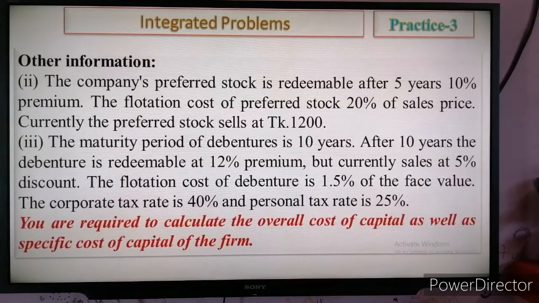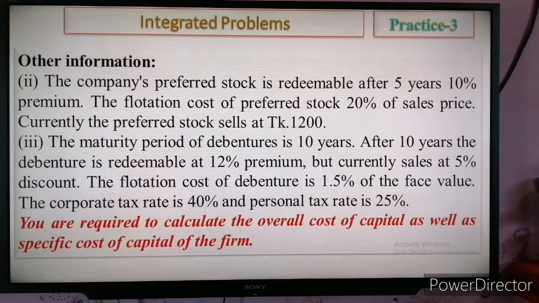The flotation cost of preferred stock is 20% of sales price. Remember, cost may be counted from selling price or book value. Here in the question, it is mentioned that the flotation cost of the preferred stock is 20% of sales price, so you have to determine the flotation cost from sales price, not the book value. Currently, the preferred stock sells at taka 1200, which has face value 100. Now, come to the point. This is a redeemable preferred stock.